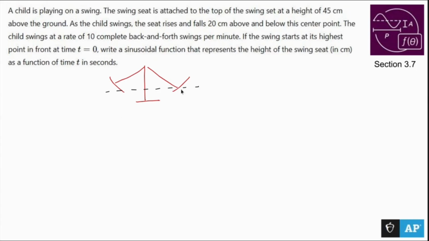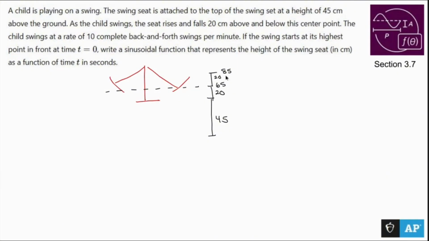We know that the swing is 45 centimeters above the ground. Here's our center point. It's going to swing 20. Well, first off, the center point, where is that going to be? Well, if it goes up and down, 20 above and 20 below, then there's my 20. You're set at 65. And then above it is going to be another 20, set at 85. So that's the picture that I have so far.